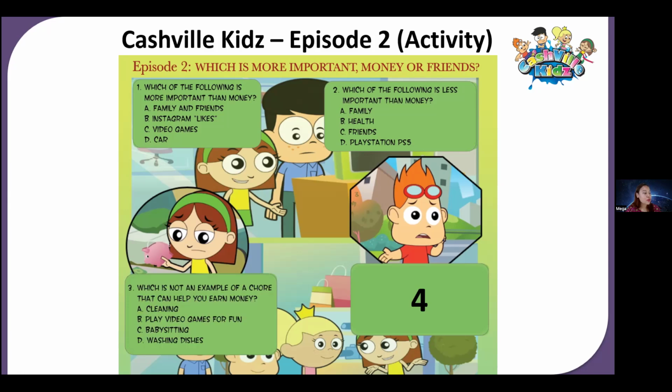Question number 3. Which is not an example of a chore that can help you earn money? A, cleaning. B, play video games for fun. C, babysitting. D, washing dishes.